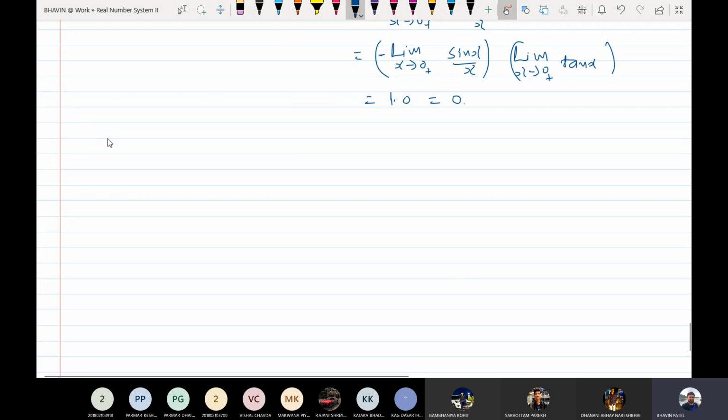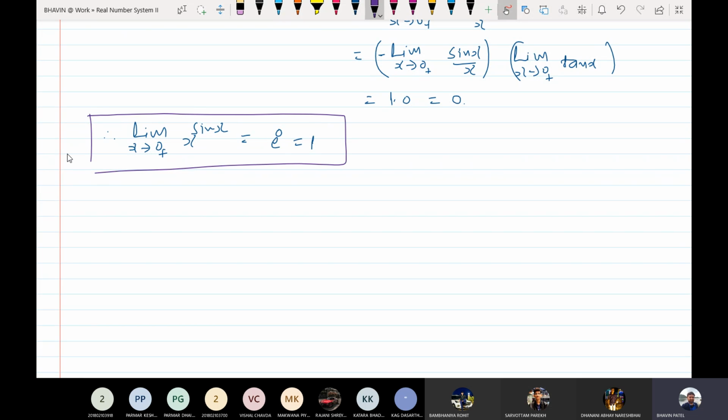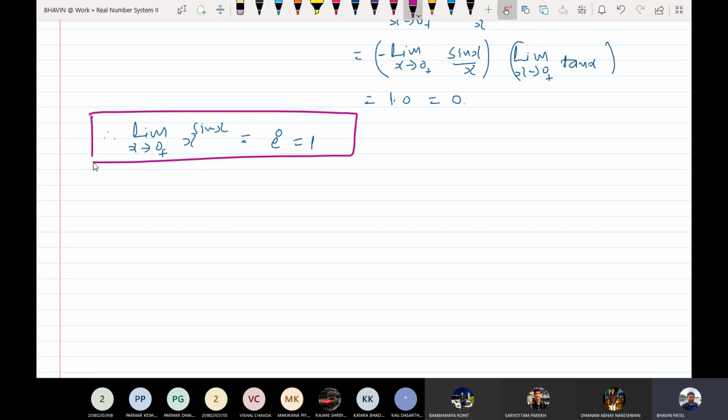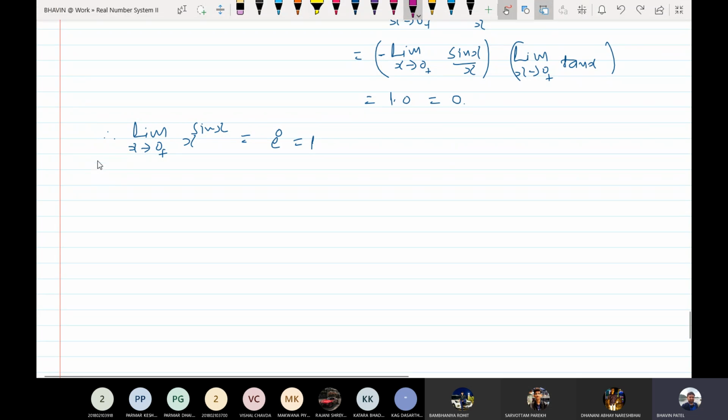So what is the limit as x tends to 0 plus of x raised to sine x? This is nothing but e raised to 0, that is 1. Okay.